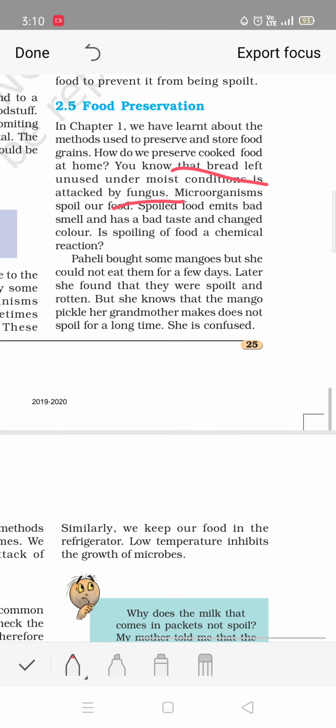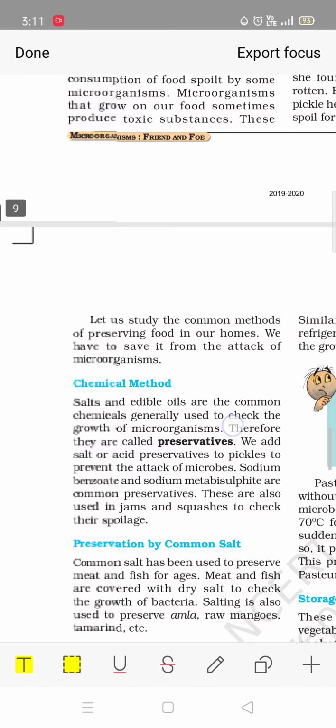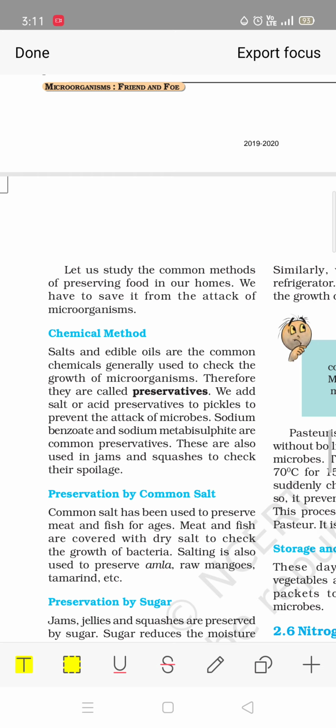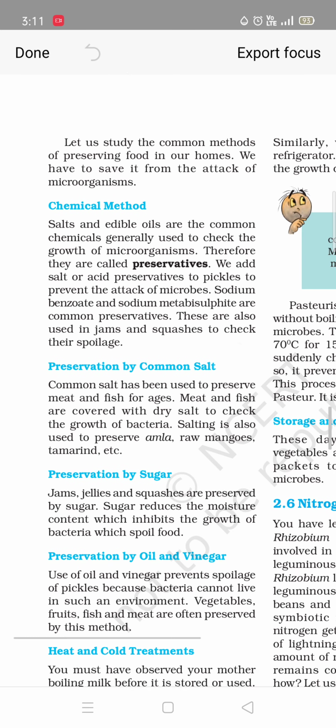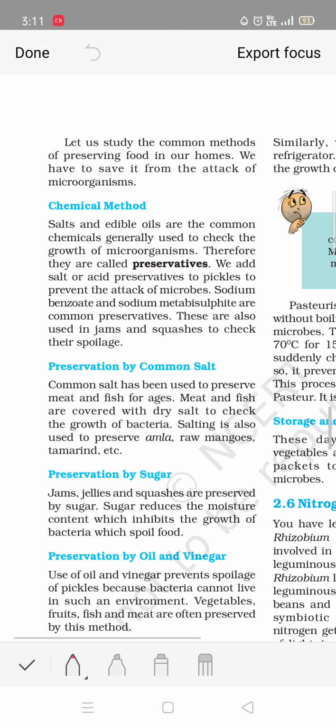So here we will study the various methods to prevent our food from the attack of microorganisms. Several methods are given here. The first method is the chemical method, to prevent the food from the microorganisms. Actually, salt and edible oil are the common chemicals generally used to check the growth of microorganisms. Therefore, they are called preservatives.